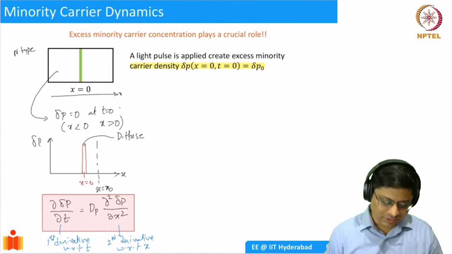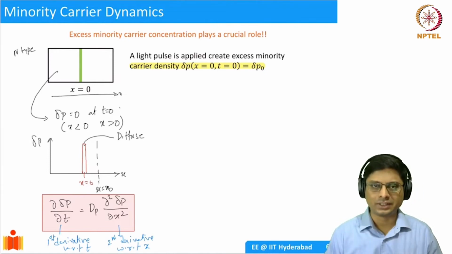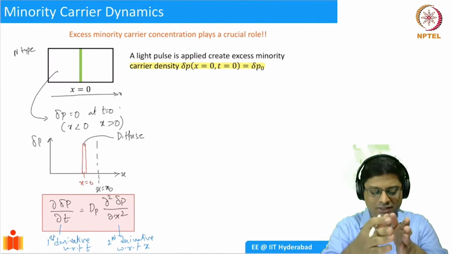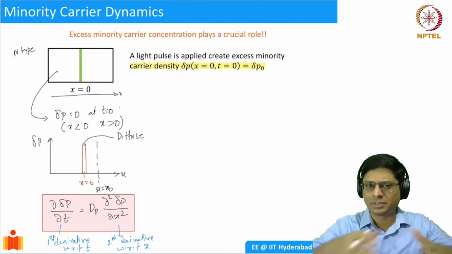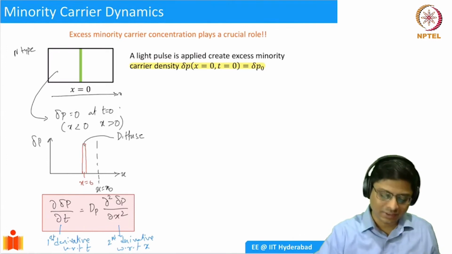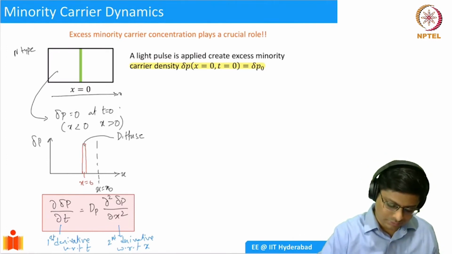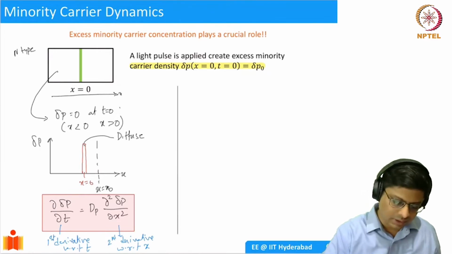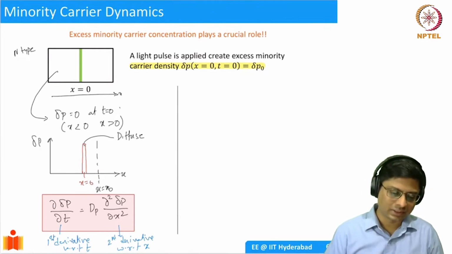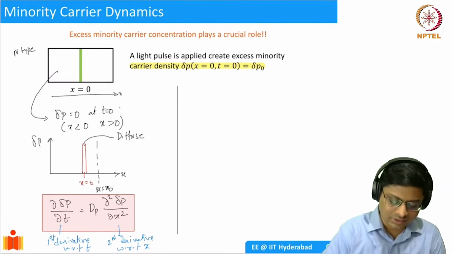All right. So this is your diffusion process that's happening, right? If you just shine light and create these excess minority carriers, they'll simply diffuse. In addition, we've also been talking about the recombination process, right? Let's say, what happens to recombination?